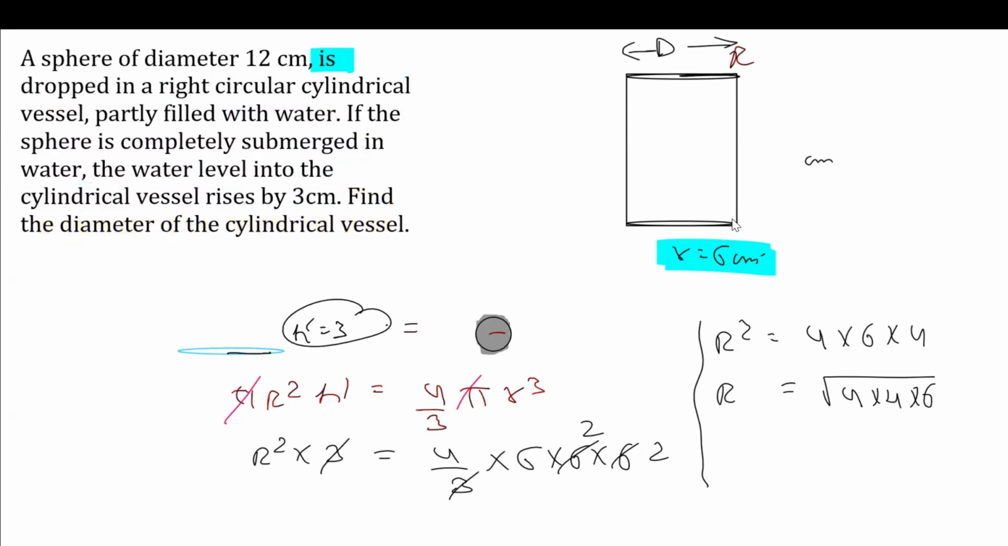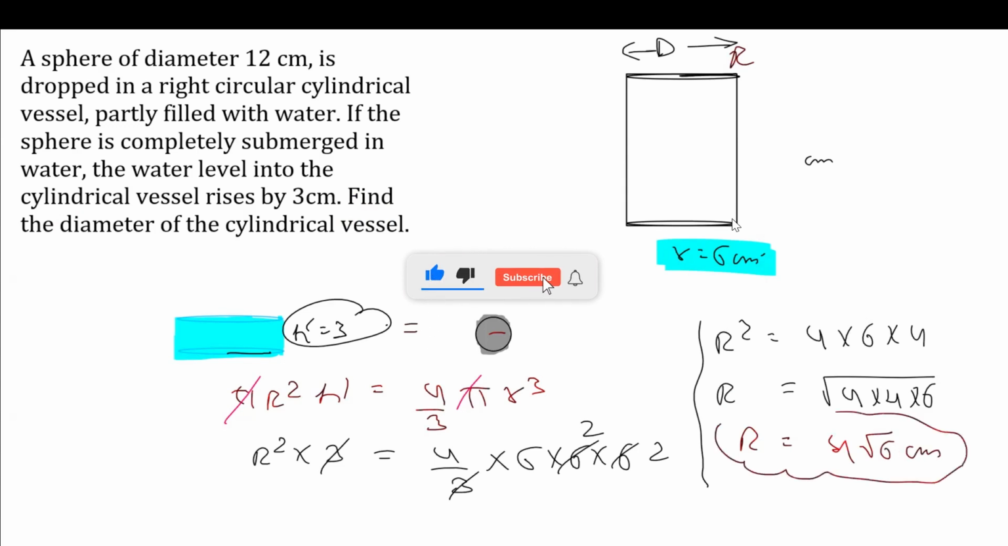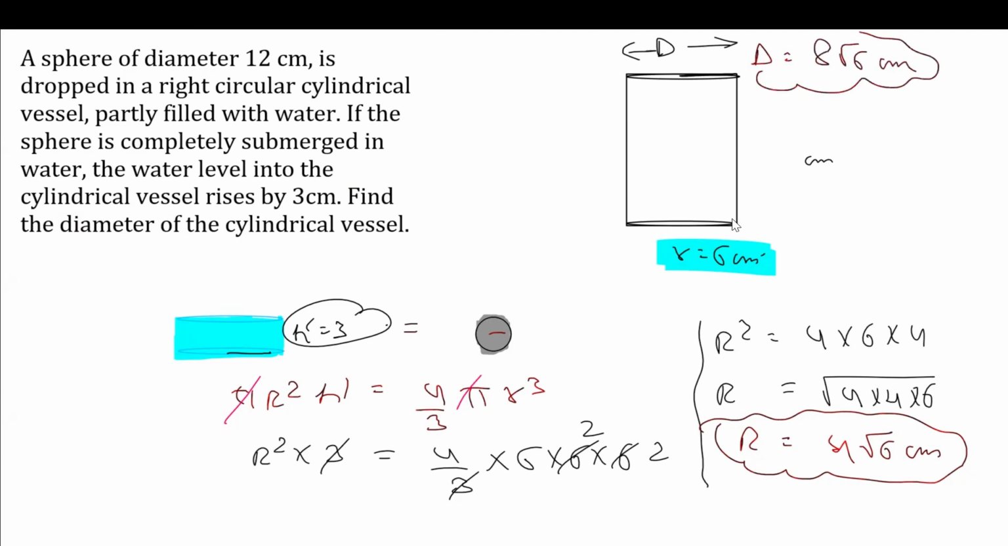So what we are going to get here, we are going to get R as 4 will come outside. So it's 4 root 6 centimeter is what the radius. But then we have to get the diameter. As you know, diameter is twice the radius. So we'll write down the diameter as 2 times of this, which is 8 root 6 centimeter is what the diameter. That's how we'll do this question.